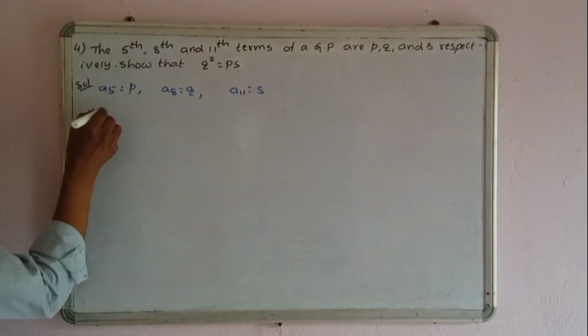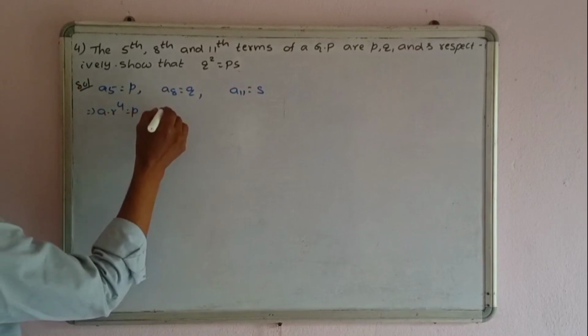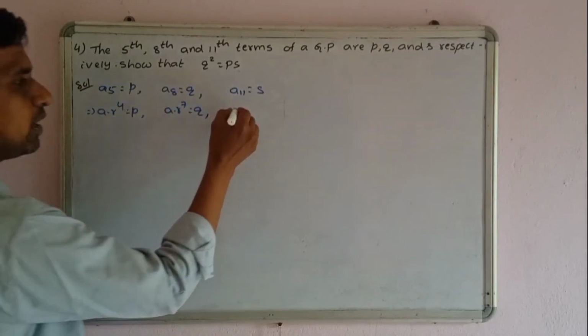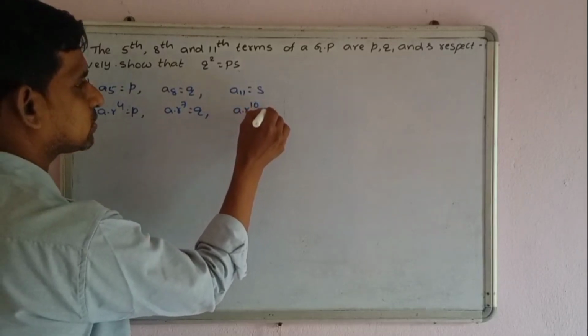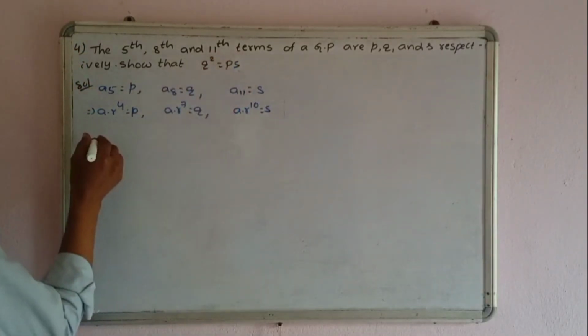So A5 formula, A into R power 4. A into R power 4 equals P. A into R power 7 equals Q. A into R power 10 equals S. This is the given. Now we will prove that Q square equals PS.